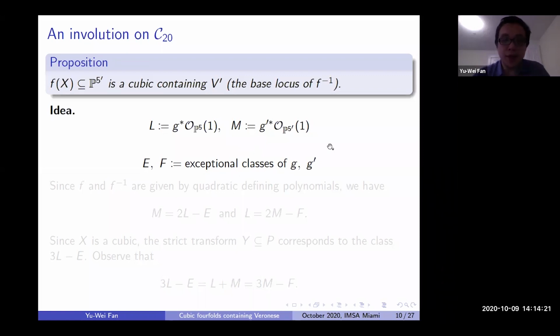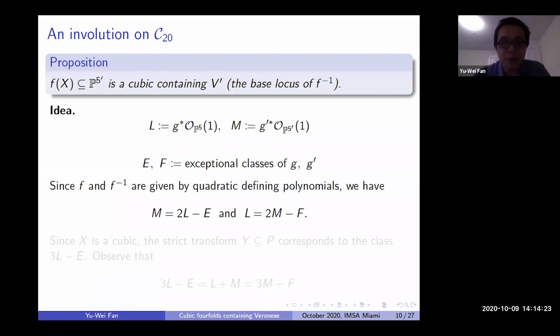Now, because the transformations F and F inverse are both given by projecting the defining polynomials, by the definition of these two maps, we have these two relations.